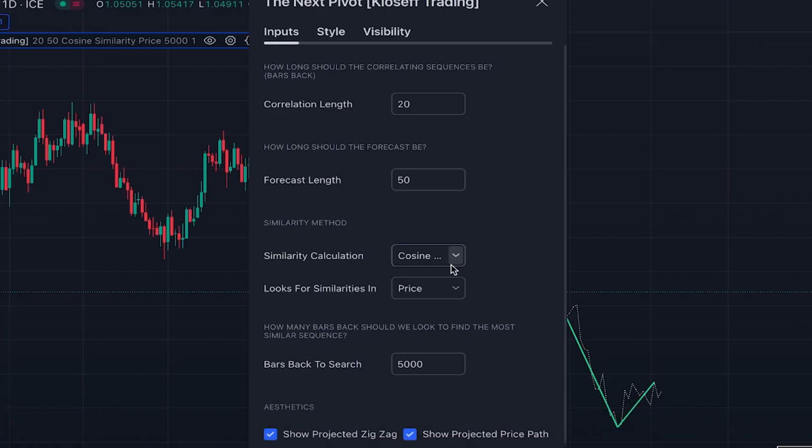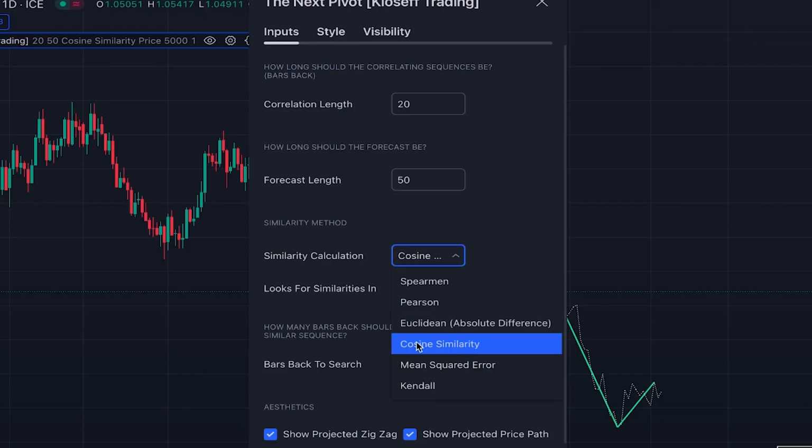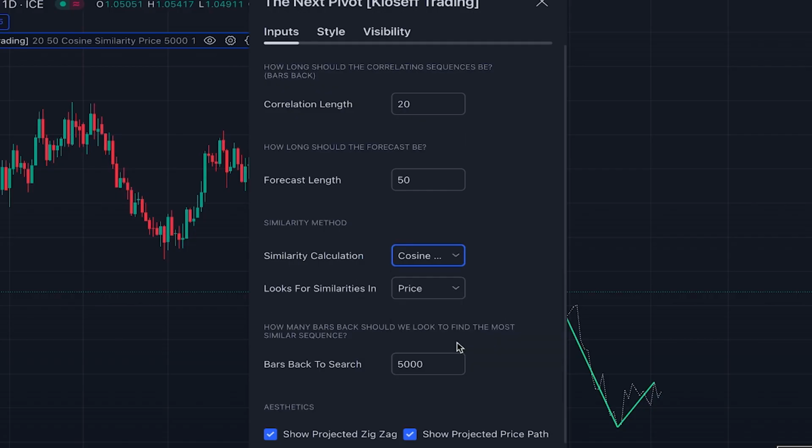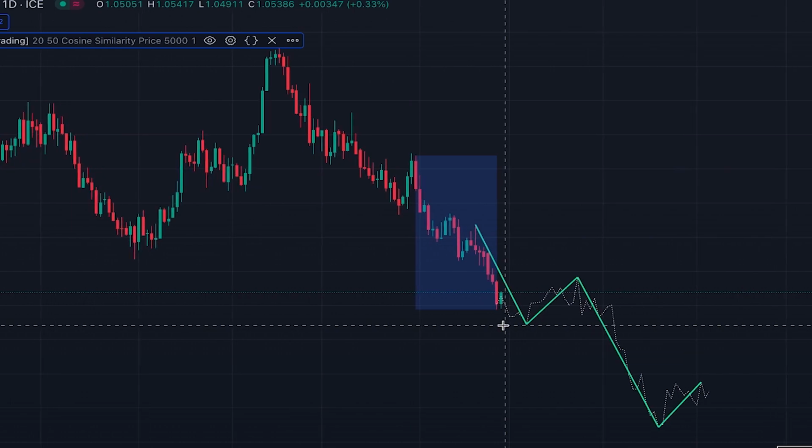And also by default, the method that it uses to find similarity is set at cosine similarity. There are also other methods of finding similarity, but based on the testings that I have done, cosine similarity is the best of them, and the projection usually better matches with other aspects of technical analysis that you expect on your chart. Alright, now let me teach you how you should use this prediction in practice.